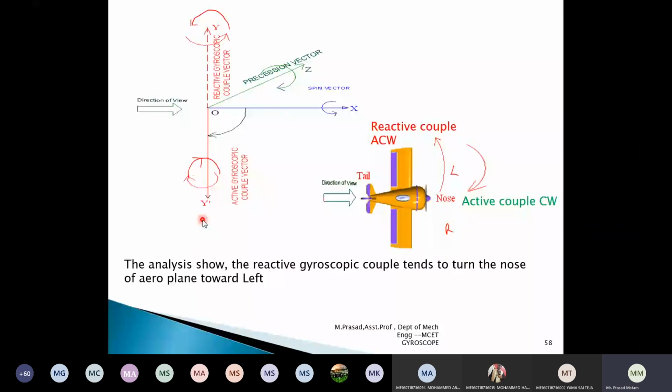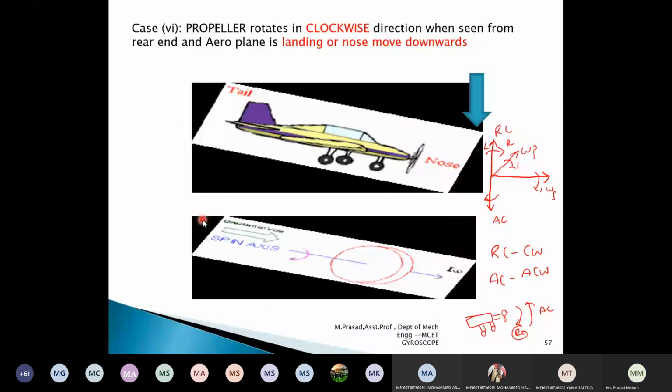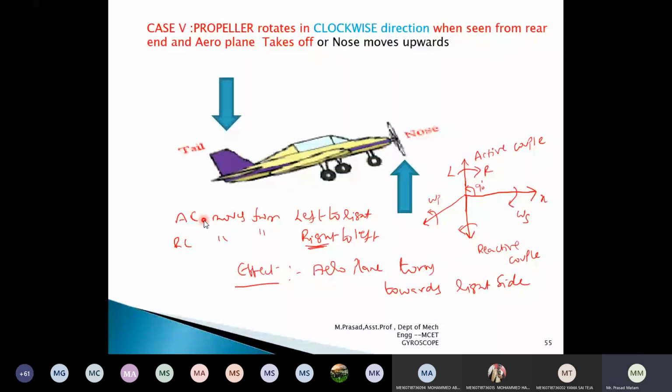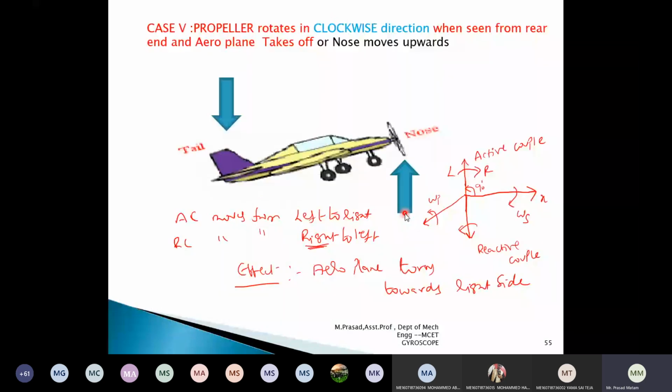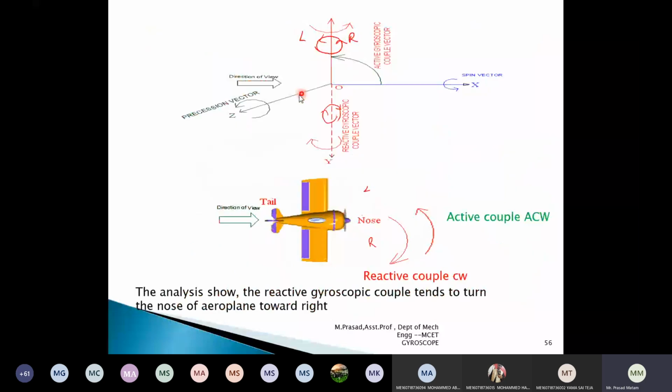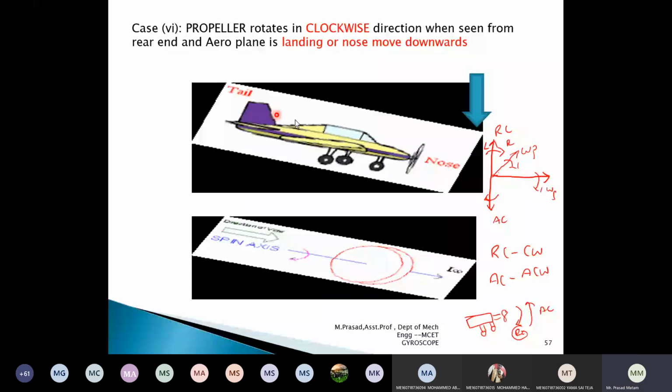I will show that one. So this is the case of landing. Pressure vector is coming in the positive z-axis. You can see this is the case of landing. Now this is the case of takeoff, where the pressure vector is coming in the negative z-axis. Next, when aeroplane is landing, the pressure vector is coming in the positive z-axis.